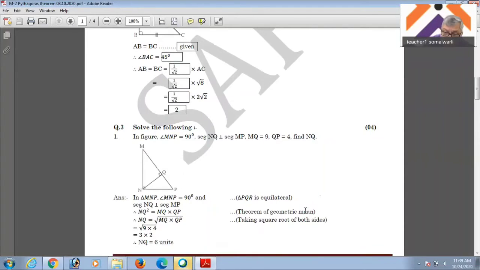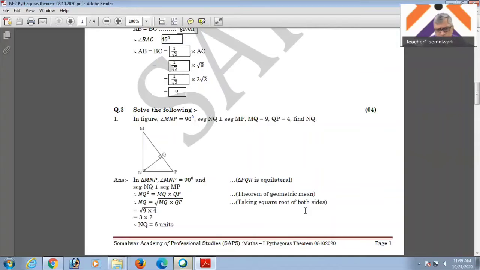Now, to find out NQ, immediately it should come to our mind that we must know the geometric mean theorem. That is, NQ square is equal to MQ into QP. Therefore, NQ square is equal to MQ into QP.